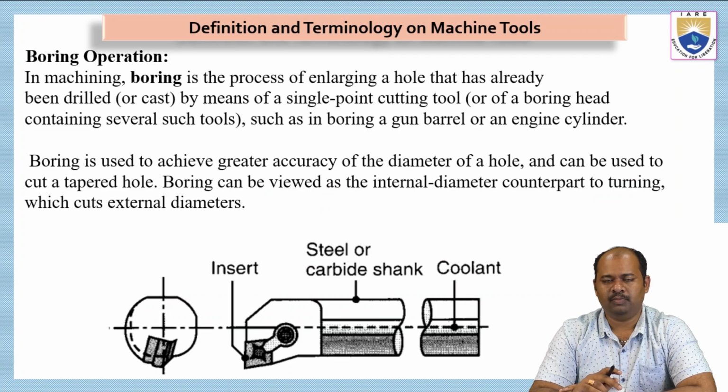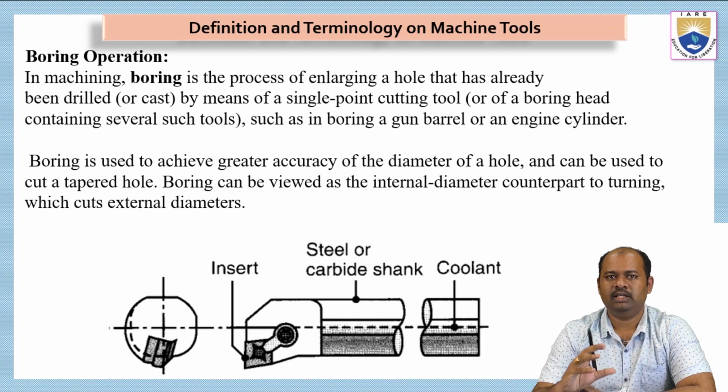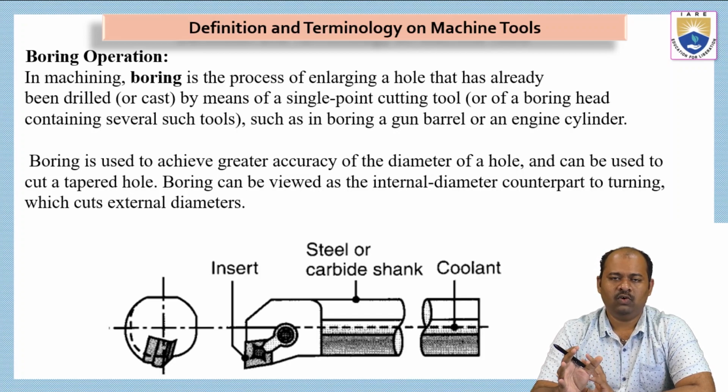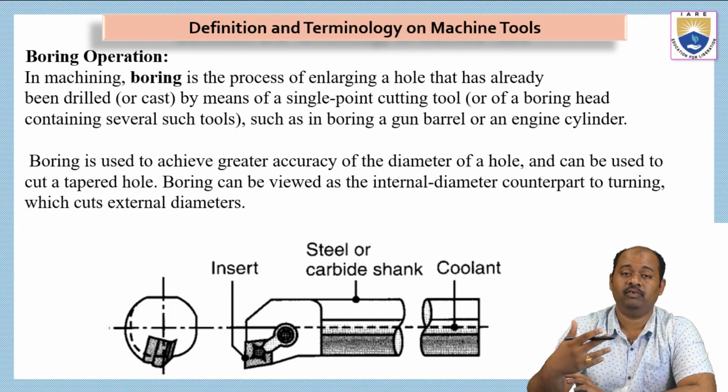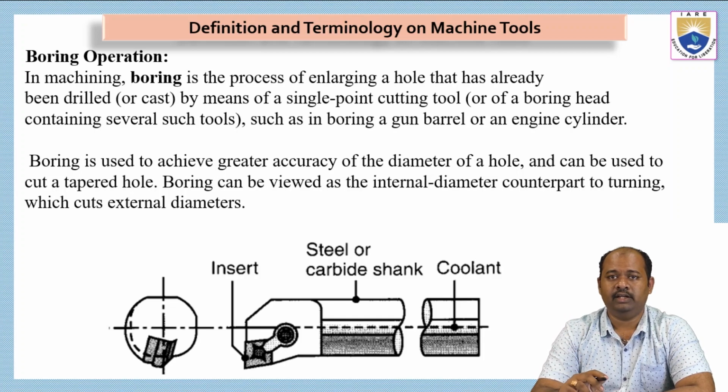And then we have the boring operation. Boring is the process of increasing the diameter of a pre-existing hole. Suppose a metal object has a hole in it. If you want to increase the diameter of the hole, we should never go for drilling because the hole is already there. We don't have to create a larger hole with the help of a drill. We should use a boring tool to increase the diameter of the pre-existing hole.